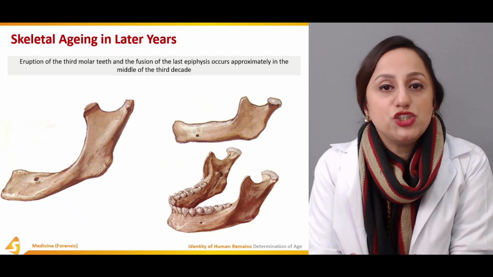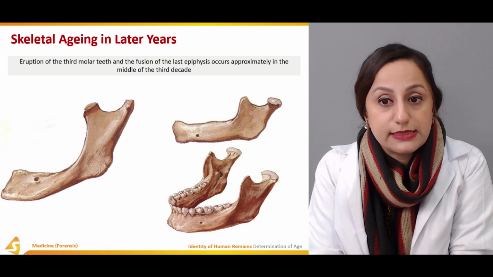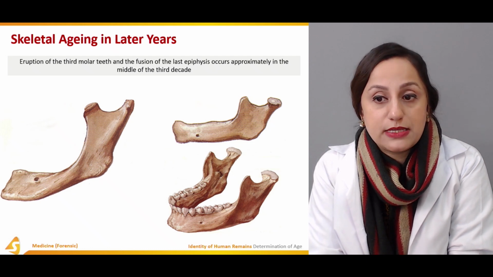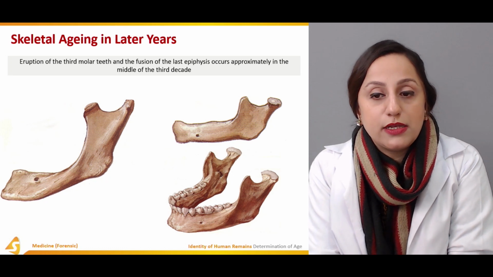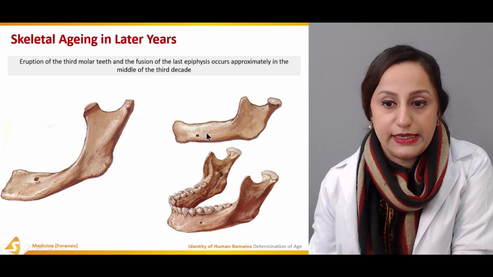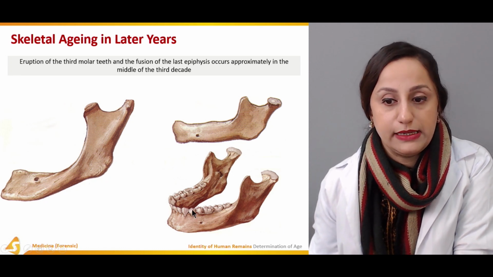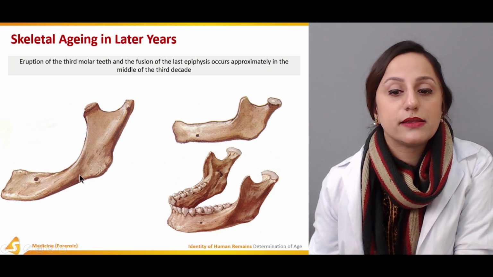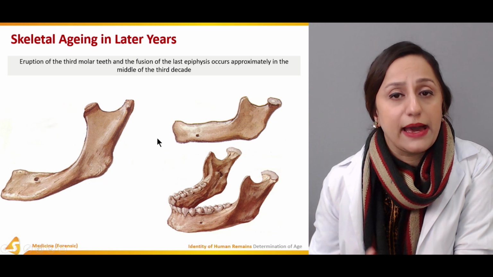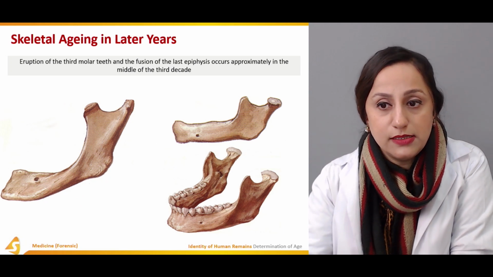Now, for skeletal aging in the later years, the eruption of the third molar teeth also comes into play. That is the mainstay over here, and the fusion of the last epiphysis occurs approximately in the middle of the third decade. Now, over here is the mandible of the infant, this is the mandible of the adult, and this is the mandible in old age. So that is a comparison between different ages and skeletal aging. How does it occur? It is very important.